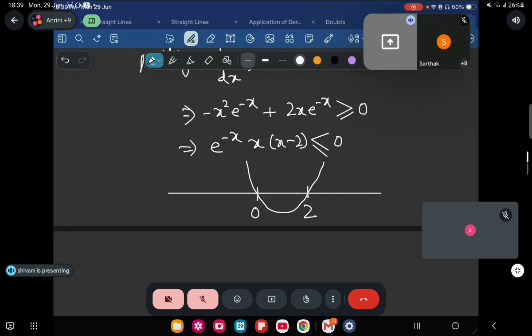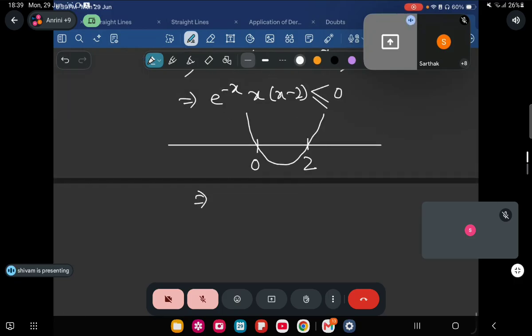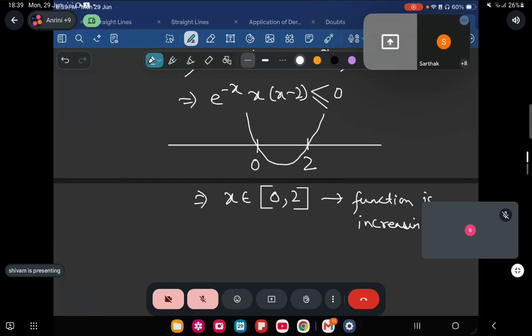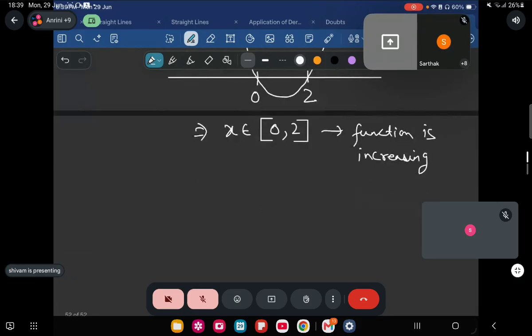So this is how the graph is going to look. Over here, what is the solution? x belongs to the closed interval 0 comma 2, right? Over here, the function is increasing. If the function is increasing in this interval, in the rest of the interval it will decrease, right? This implies the function f of x is decreasing in minus infinity comma 0 union 2 comma infinity.